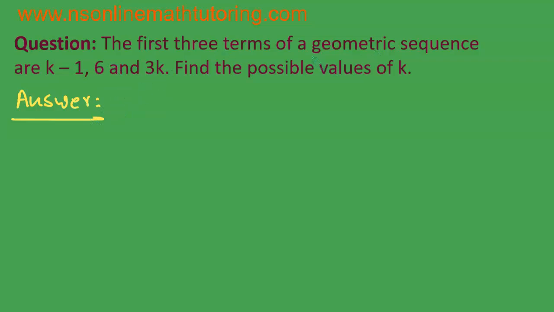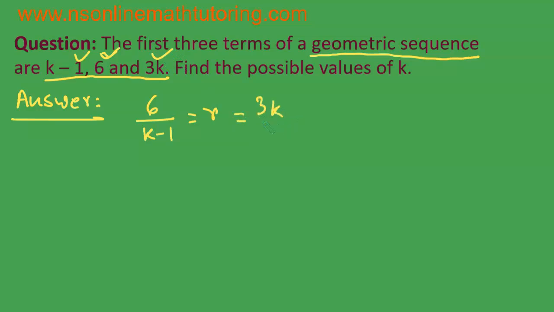In this case, they have mentioned that it is a geometric sequence. So it is quite obvious that the terms, and these are the first 3 terms, are consecutive terms. Hence, there will be a common ratio existing between them. So let us take the first and the second terms for the common ratio. This is 6 over k minus 1, right? This is equal to r, the common ratio, which should also be equal to the ratio between the second and the third terms. So this is equal to 3k over 6.